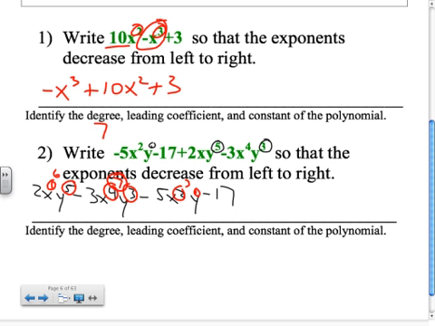The leading coefficient is just the guy out in front of my leading term, so it's just 2. And the constant is just the number by itself. The constant is the negative 17.